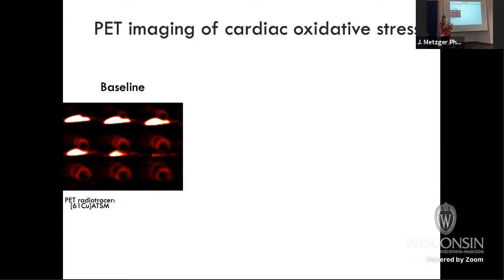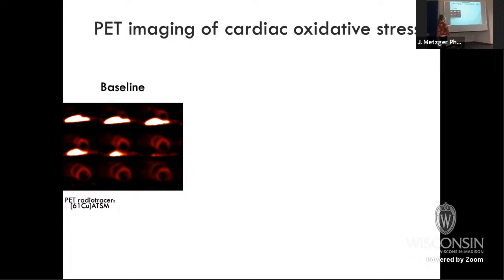And when it encounters areas with lots of reactive oxygen species, the oxygen species react with the basket-like structure, and the radioactive copper just pops right out, and it gets integrated into the cellular copper machinery. And so it just gets stuck there. And so wherever we have areas with lots of reactive oxygen species, you'll have an accumulation of this radioligand.